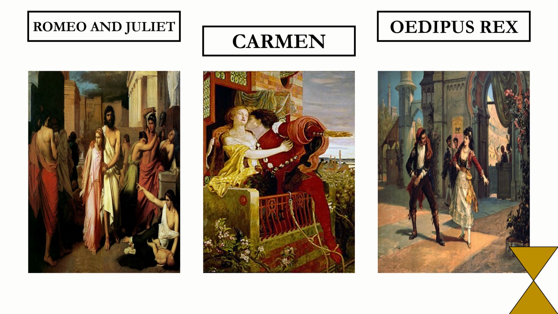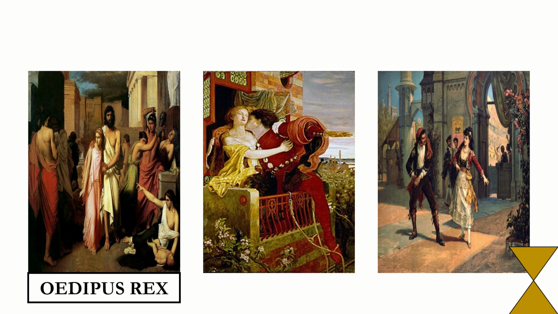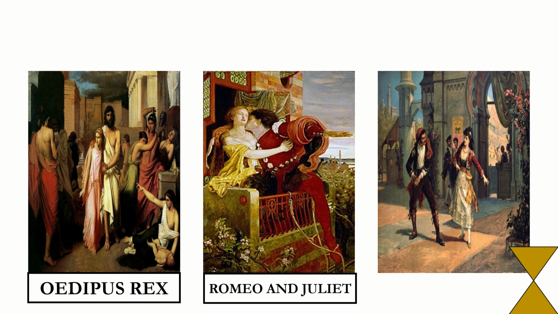Let us know if your answers are correct. First, the first picture shows the Oedipus Rex. The second is Romeo and Juliet. And the third is called Carmen.